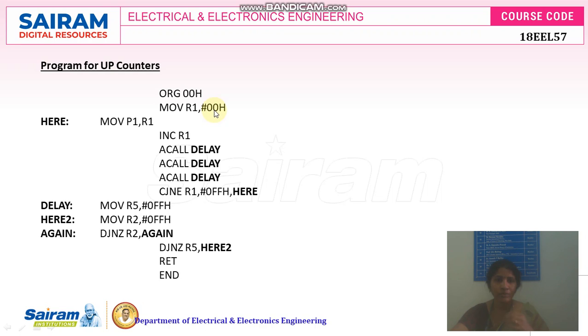I have to view this counter output in port 1. You can use any of the ports to view the output. In this particular program, we are going to use port 1. So initialize the value R1 with 00. Here you are going to use an immediate addressing mode. Then I am moving the same value to port 1. Then increment R1.